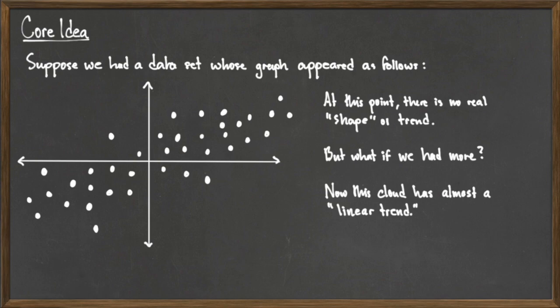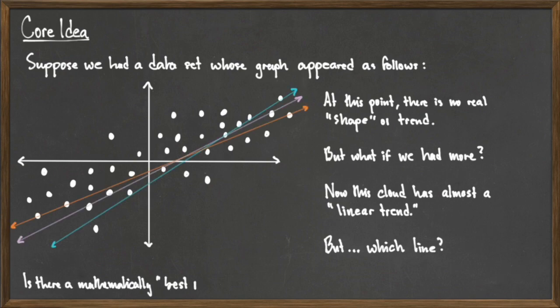And really, that's one of the big things that happens in statistics and applied math, is you're trying to figure out what kind of shape or trend your data set has. So if we're going to decide that this data falls on a linear path, the question is, what line? What linear function best models or represents this data? Is there a mathematically best fitting line? If there is, what does that look like and how is it found?